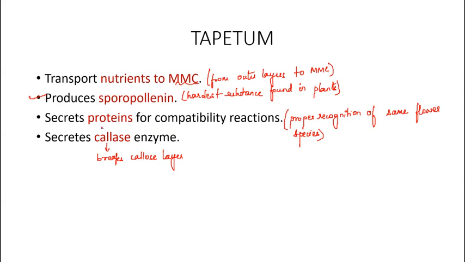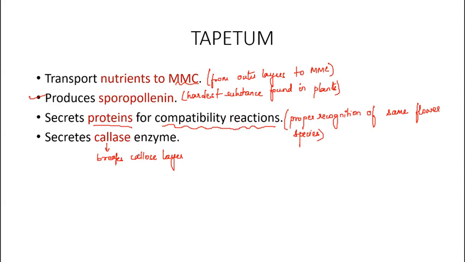One very important function of tapetum is that they produce sporopollenin. They also produce proteins for compatibility reactions. We'll study self compatibility and incompatibility after some time; for that they produce some proteins which help in compatibility reactions. Compatibility reaction means pollen will germinate only in the ovary of those plants which are of their type. They properly recognize the flower, and then the germination will be allowed. We will discuss it in detail.